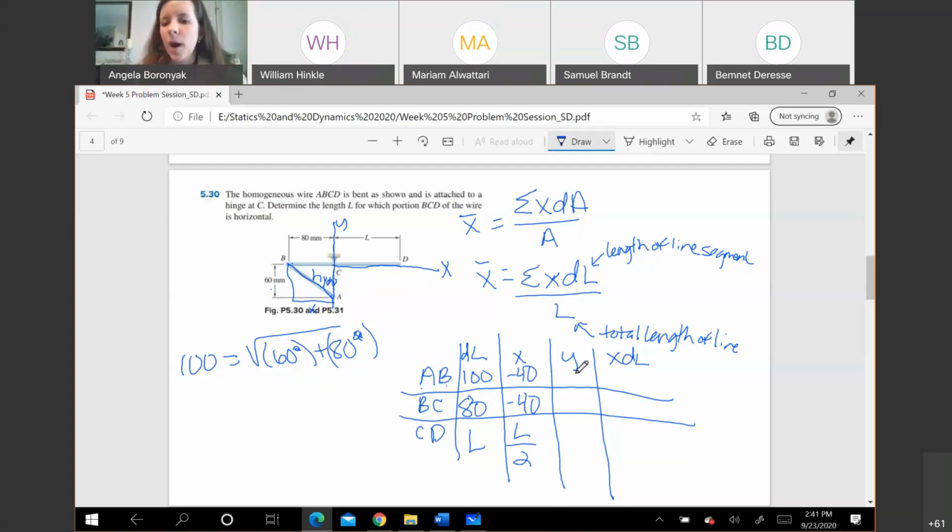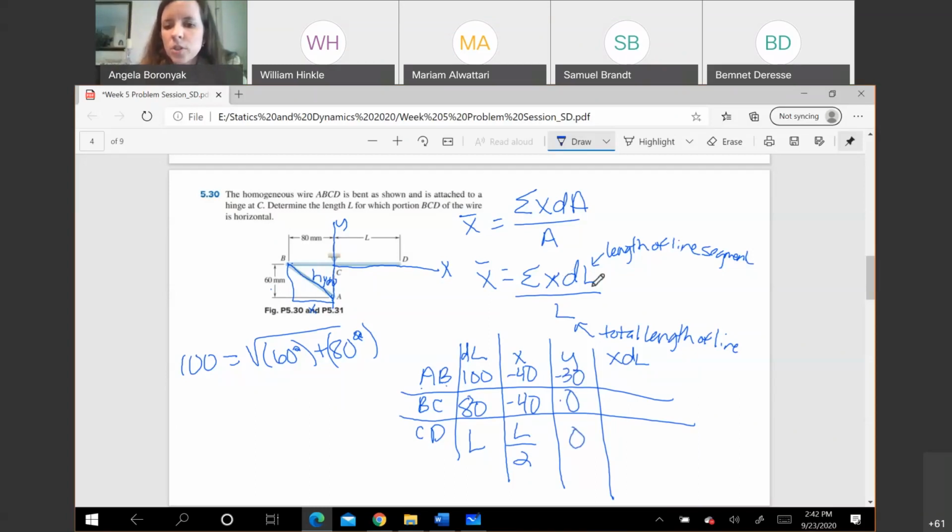Let's play with the Y if I needed to know the Y center as well. What would be my Y center of line segment AB? Y center of BC? 0 based on how I find it here. And similarly, CD is also 0.